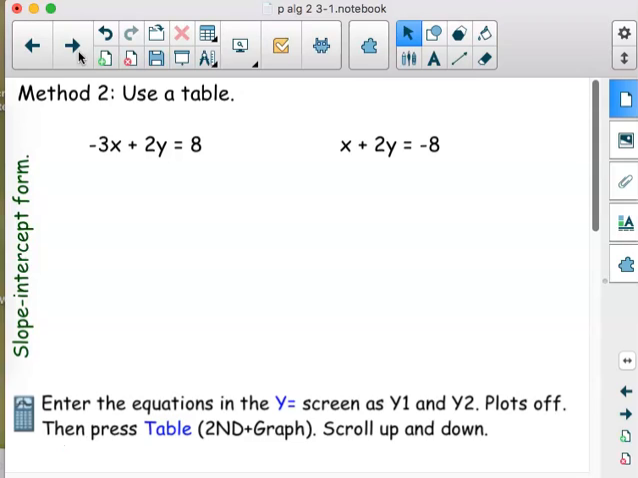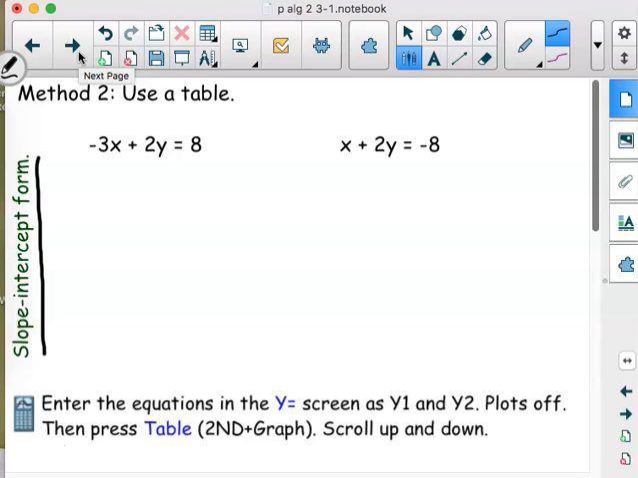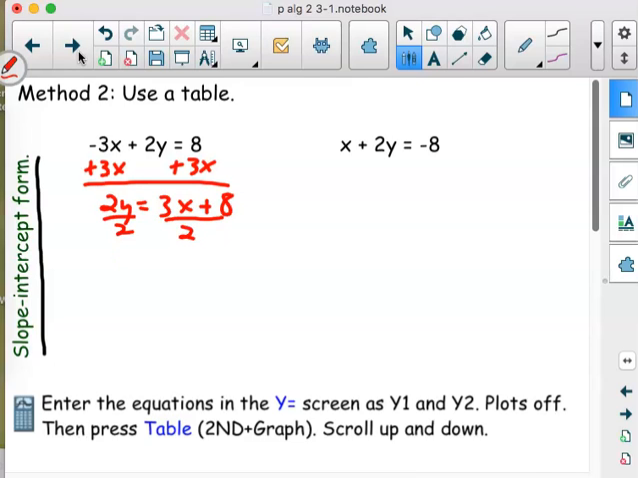So method 2 says, how about if we use a table to figure out where these two hit each other? Well, to do that, we have to put these into slope-intercept form, and that's because our graphing calculator only takes y equals. So for this one, which I'm going to do in red, -3x + 2y = 8, I'm going to add 3x to both sides, thinking about y = mx + b, divide everything by 2, y = 3/2 x + 4, so that one's ready to go in the calculator.